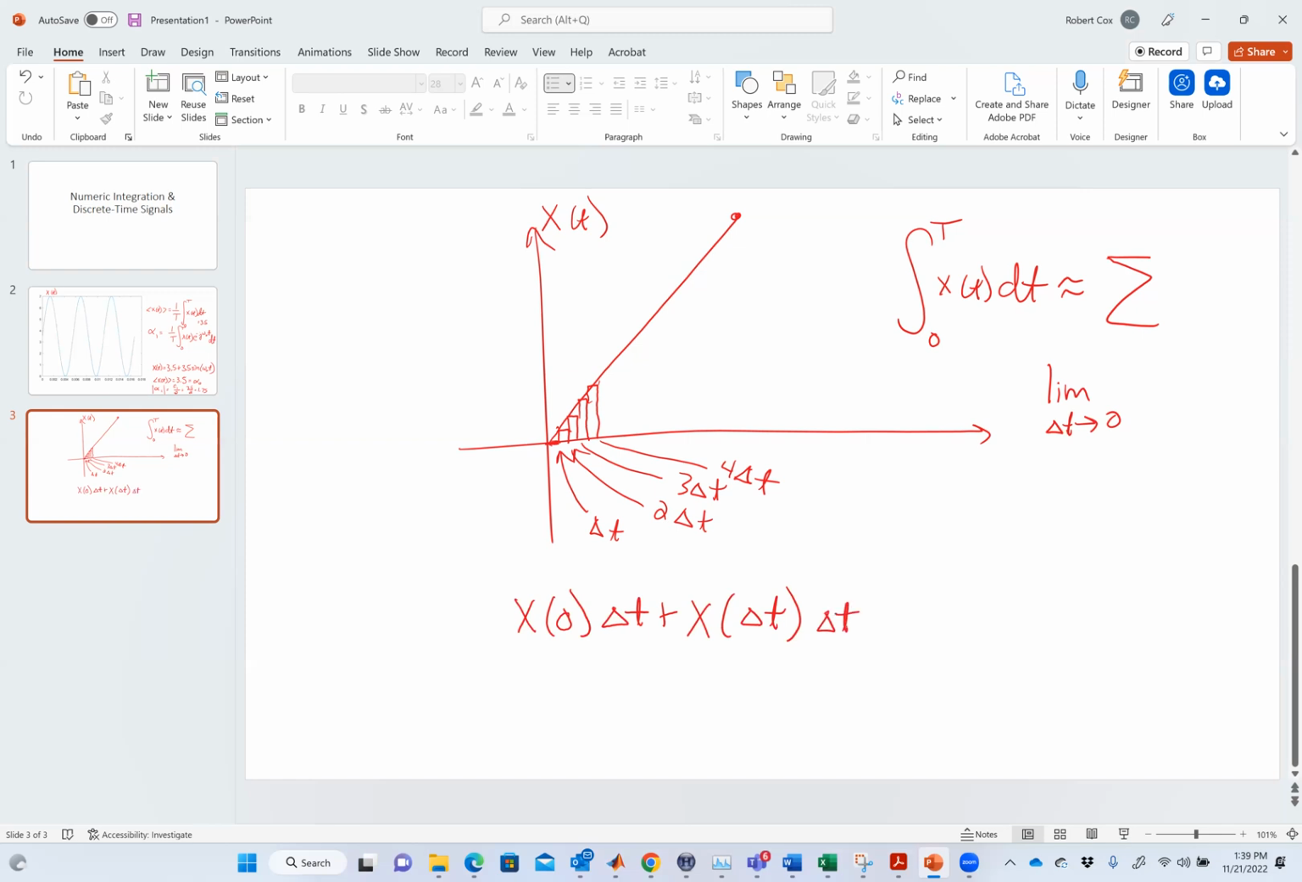What would be the area of the next rectangle? Yeah, x of 2 delta t times the width, which is delta t, right? The width isn't getting any bigger, so the width is delta t each time, and then I keep going, right? So I say x of 3 delta t times delta t.